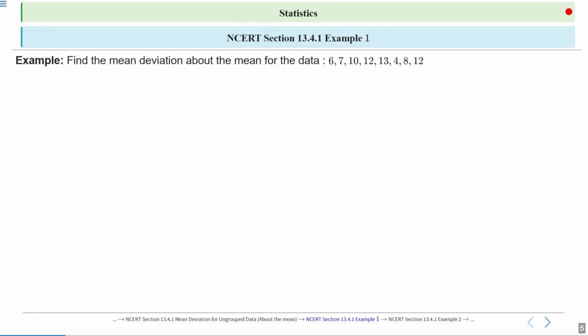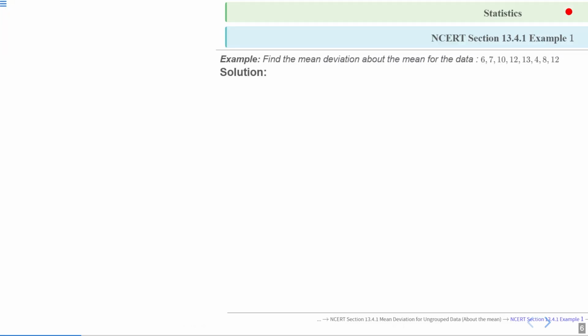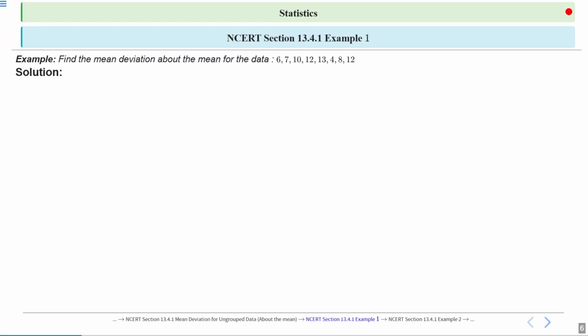Now let's look at an example to understand how to find the mean deviation about the mean. Here is a set of data: 6, 7, 10, 12, 13, 4, 8 and 12. Here we have to find the mean deviation about the mean for these data. So first of all, try it yourself. So we are asked to find the mean deviation about the mean for the data set 6, 7, 10, 12, 13, 4, 8 and 12.